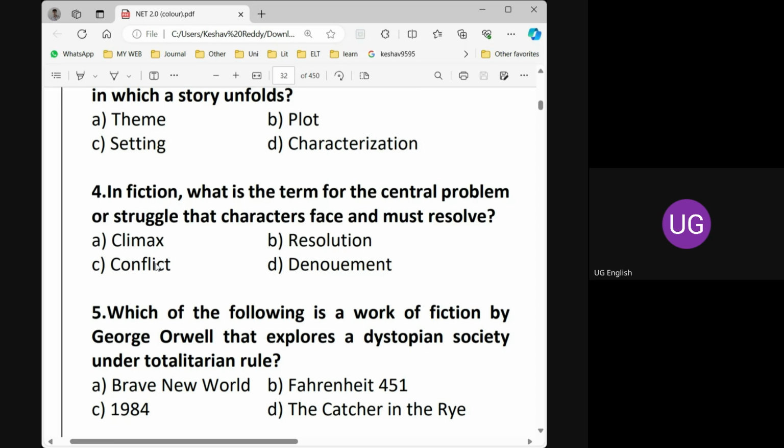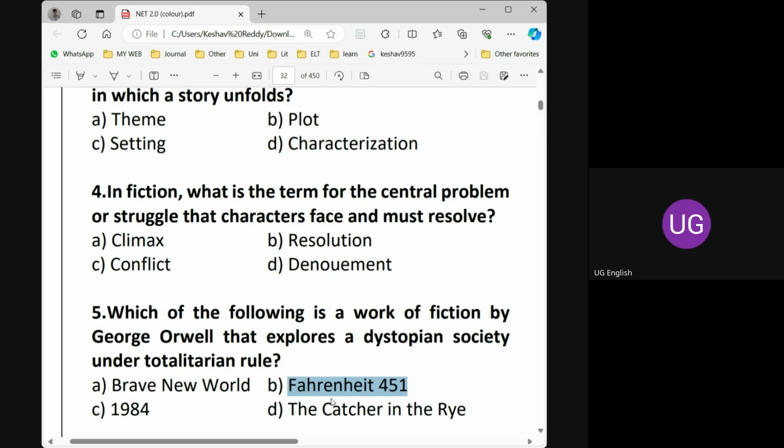Brave New World is Aldous Huxley's novel. The first option is Aldous Huxley's novel. The second option, Fahrenheit 451. Fahrenheit 451 is by Ray Bradbury. And this book is about book burning. I told you that Fahrenheit 451 is an interesting point.